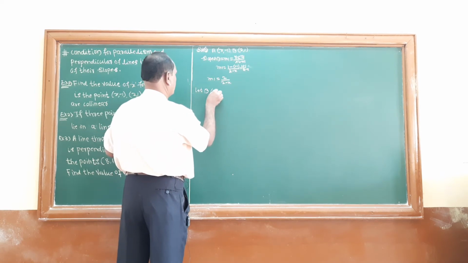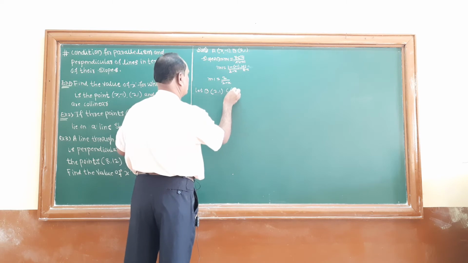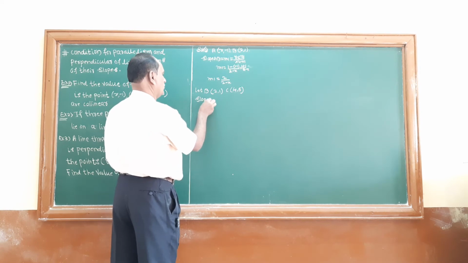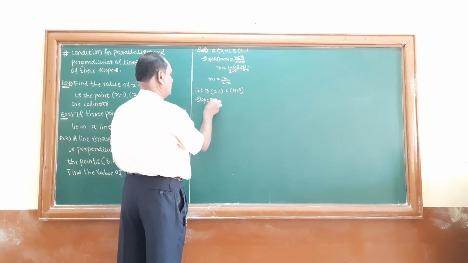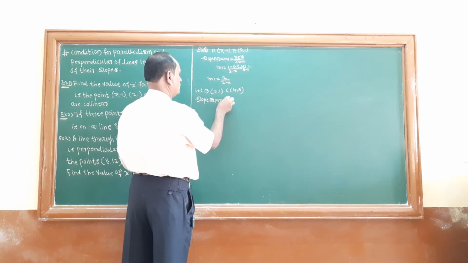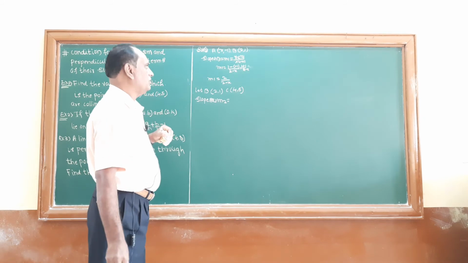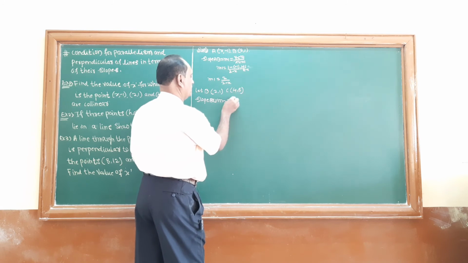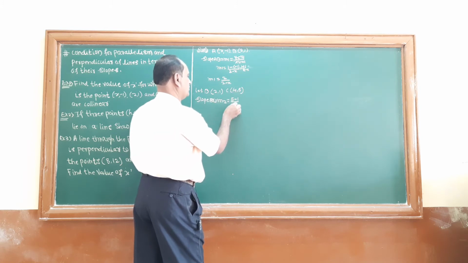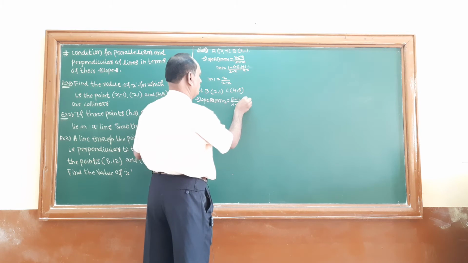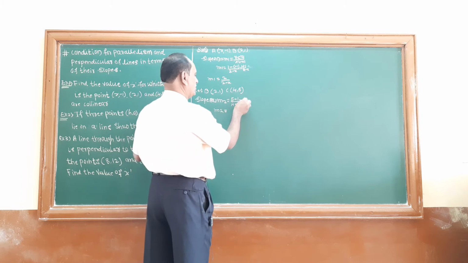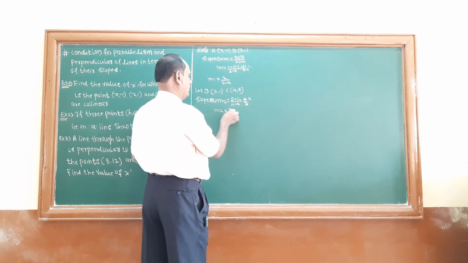So simply that is A(2, 1) and that is C(4, 5). So you have to find the slope of BC. Suppose that is m2, same formula: y2 minus y1 divided by x2 minus x1. So that is 5 minus 1 divided by 4 minus 2. So totally 4 divided by 2. Therefore the slope m2 is simply 2.